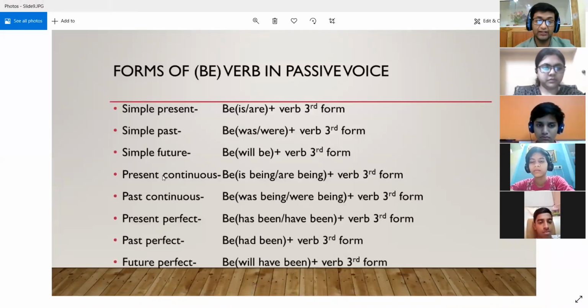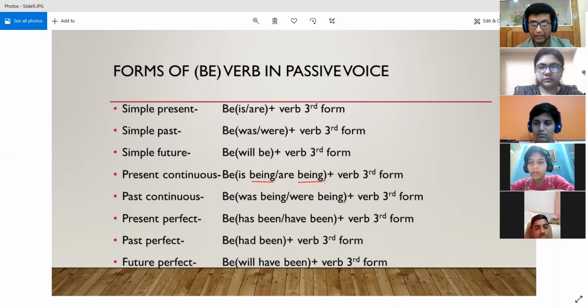Now let's see the example of present continuous. In present continuous, we are using being also, right? For example, in the simple present, we were just using is and are, but here with is and are, we are also adding the ing, because in the continuous form, the verb contains ing also, you know. So that is why we are using is being or are being.